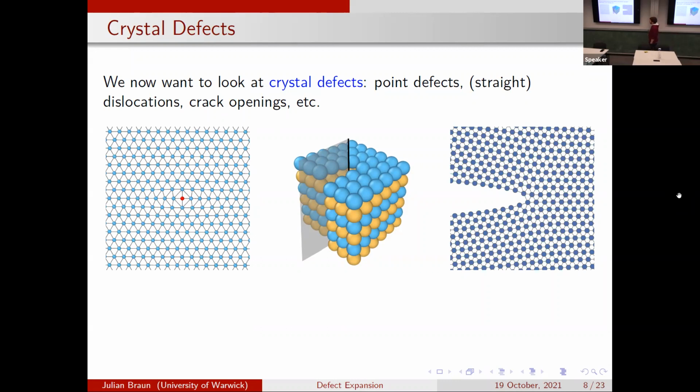The dislocation means that it's a line defect, so we have this black line there in the middle. If you go around it once, you come out one layer higher. So that would be a screw dislocation. And then other options are, for example, crack opening, which will not be part of our theorems, but it's also one of the cases we are very much looking at. It's very interesting.